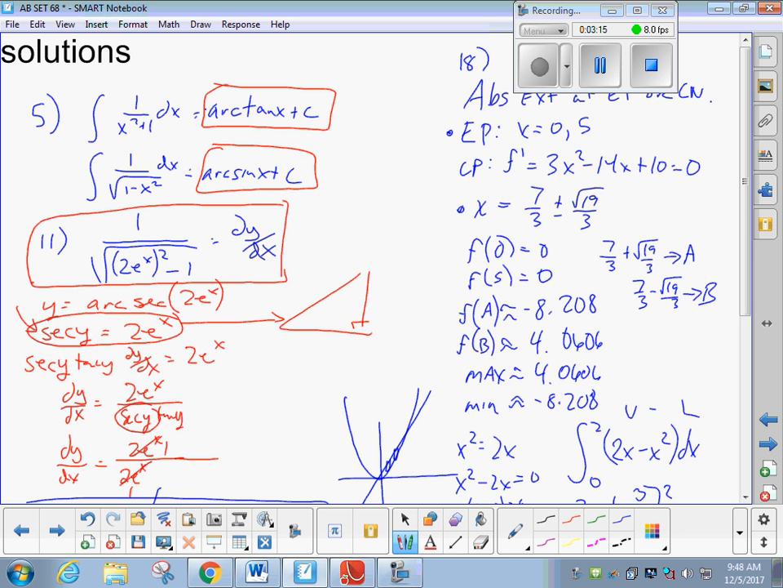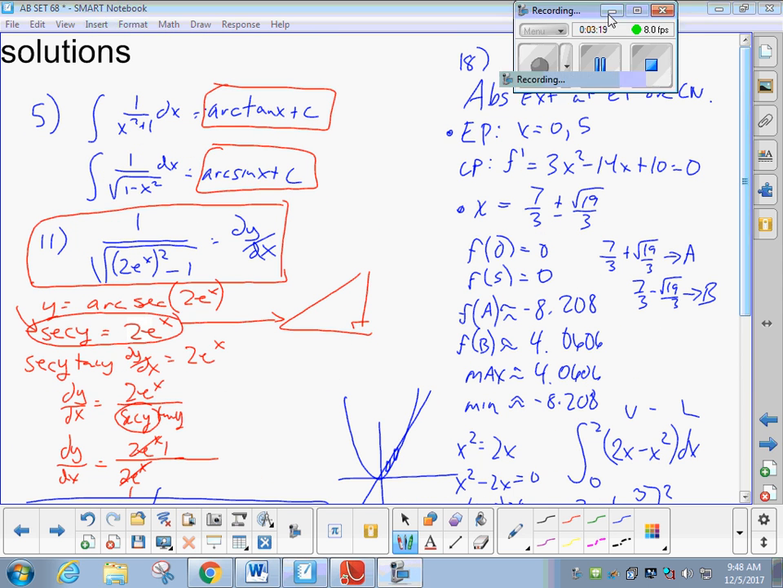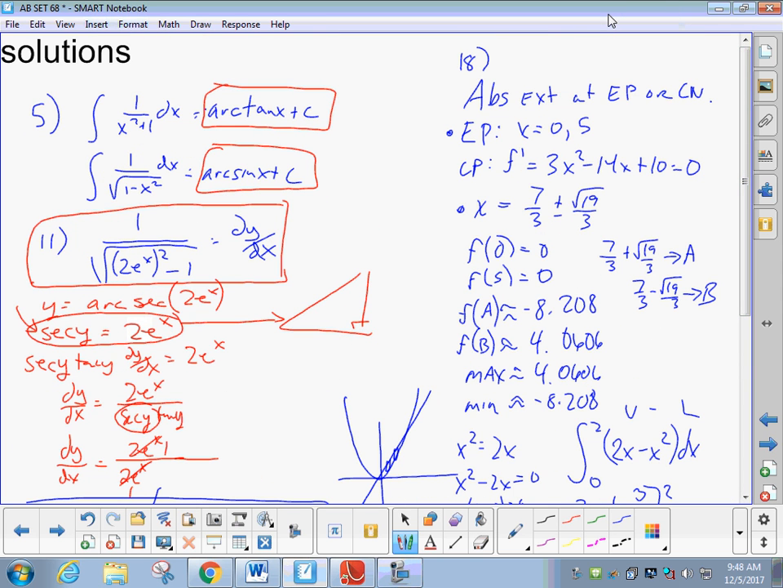Okay. All right, then. 18, I believe I went over here next. 18. Did you state the extreme value theorem? You might not think that's important, judging by some of your homework. That's my first point on my test: states the extreme value theorem. It's absolute extreme at endpoint or critical number. That's important to me. That is what I model. That is what I put points in for. Okay? So, states the extreme value theorem, identifies candidates.